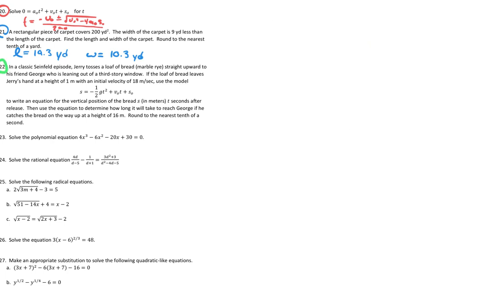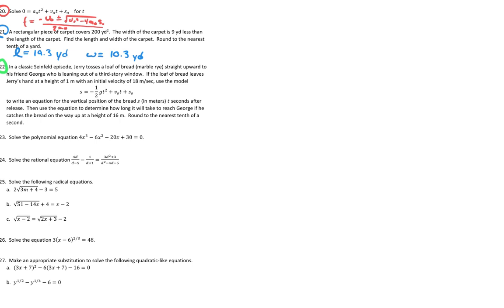Okay, now looking at question 22. In a classic Seinfeld episode, Jerry tosses a loaf of bread straight upward to his friend George, who is leaning out of a third-story window. The loaf of bread leaves Jerry's hand at a height of 1 meter with an initial velocity of 18 meters per second. Use the model s equals negative 1/2 g t squared plus v0 t plus s0 to write an equation for the vertical position of the bread, s in meters, t seconds after release. Then use the equation to determine how long it would take to reach George if he catches the bread on the way up at a height of 16 meters. Round to the nearest tenth of a second.